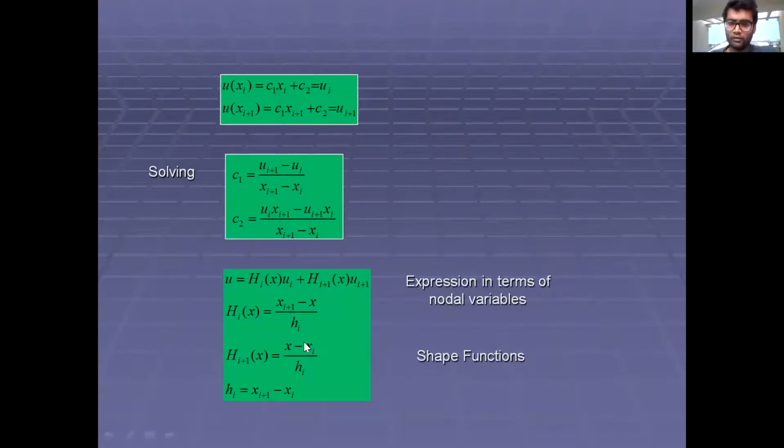This W or this H are the same functions, and I call them the weight functions, or I call them the shape functions. Right now, I'm calling it the shape function. Yes, Hitesh, please. Ma'am, do we know the value of ui and ui+1? No, we don't know. But we are expressing it in terms of ui and ui+1. If we know ui and ui+1, we will know u. Yes, ma'am. Right now, we don't know.